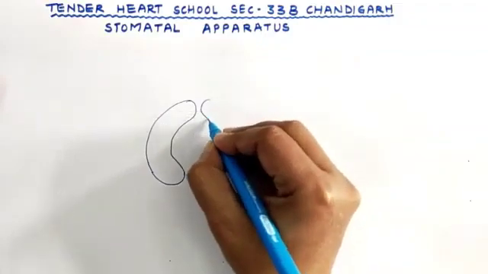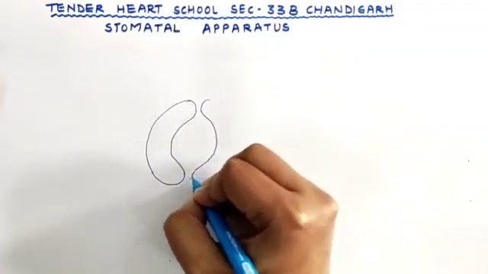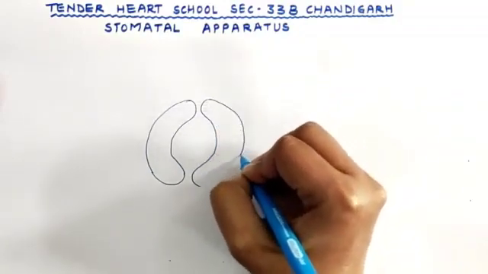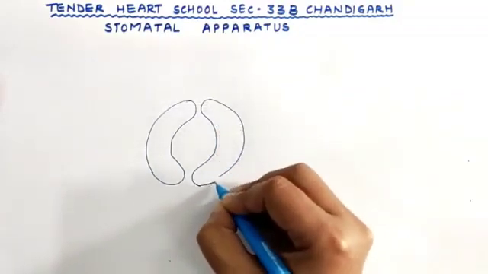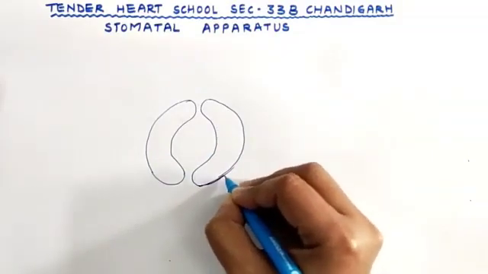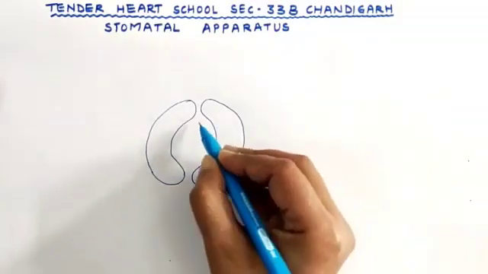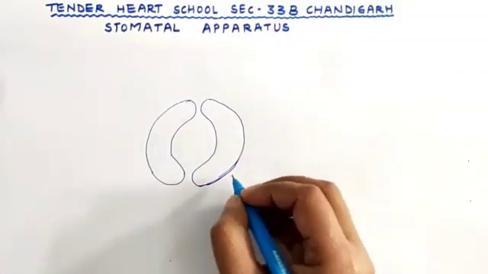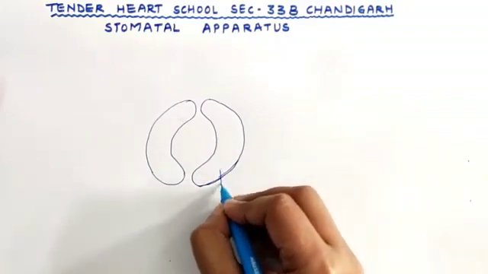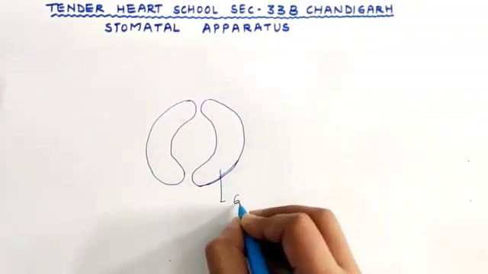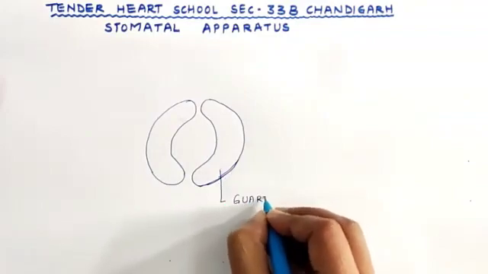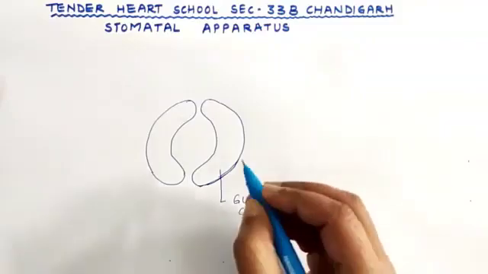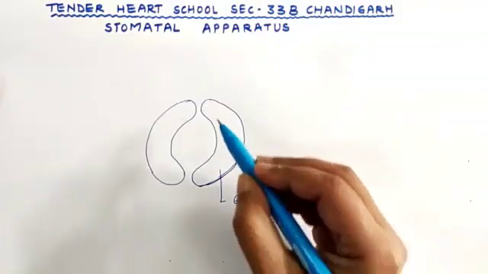So two guard cells which are bean shaped are forming the stomata. The central opening of the guard cells is forming the stomata. Now these are the guard cells. Guard cells in dicotyledons, dicot plants, are bean shaped.